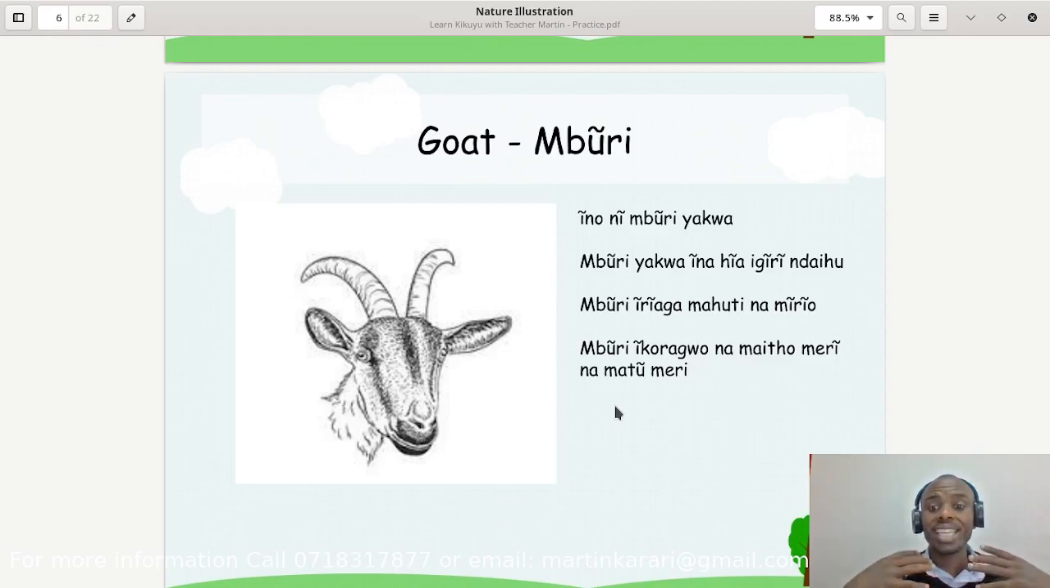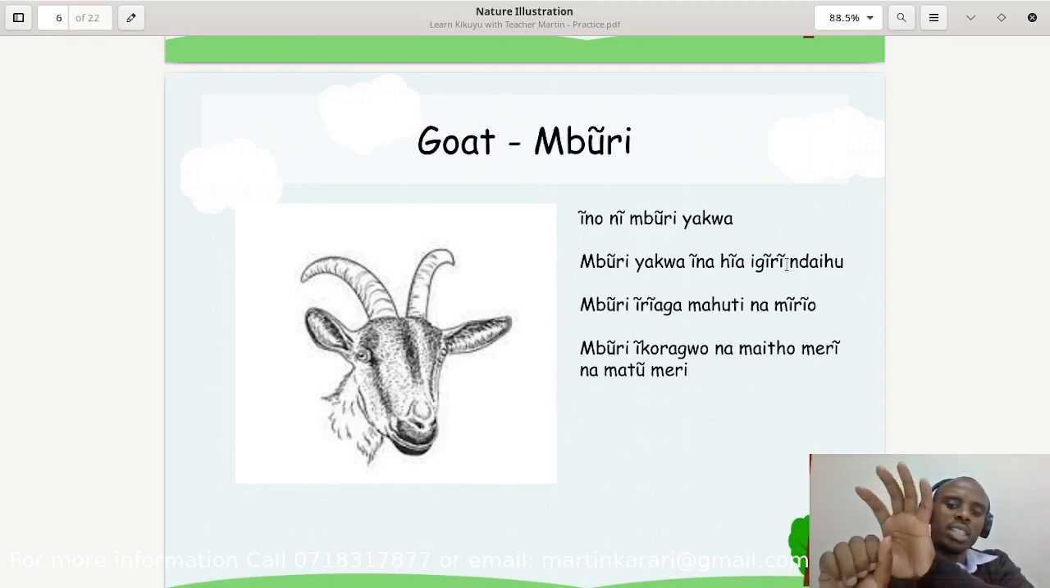Bori yakwa inahia. Yakwa means mine. Yakwa, mwedwa wakwa. Mwedwa is love. Mwedwa wakwa, my love. Ena, has. Here, we say they are the horns. Igere, two. We have emwe, igere, idato, inya, idano, idadato, mugwaja, inyanya, keda, ikomi. That's how we count in Kikuyu.